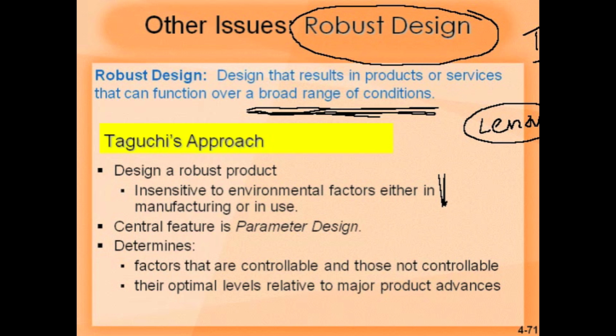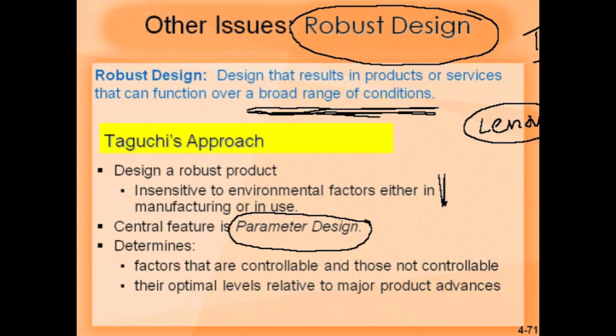So the central feature is parameter design. How to do that? He has given a lot of methods within parameter design where the design variables are optimized such that the product can become insensitive to outer conditions.